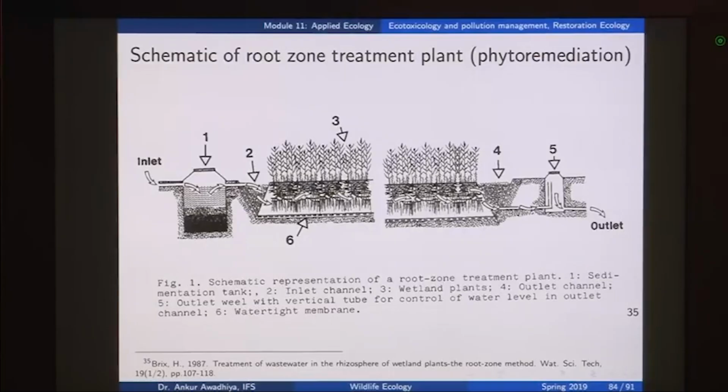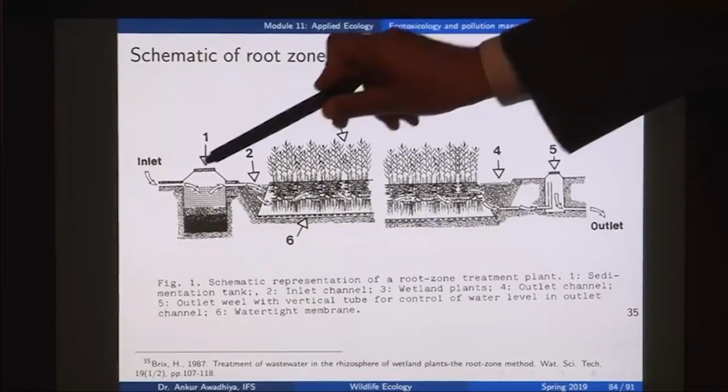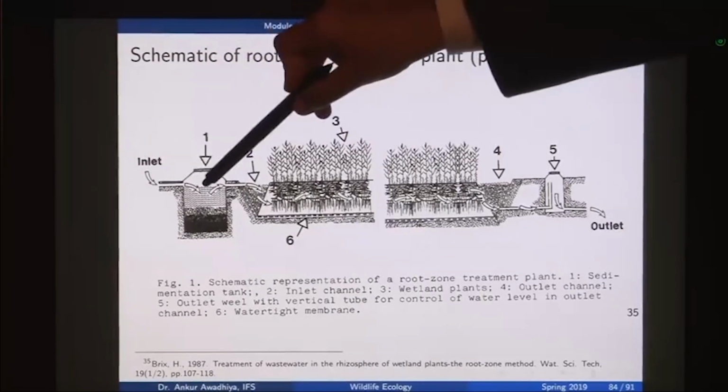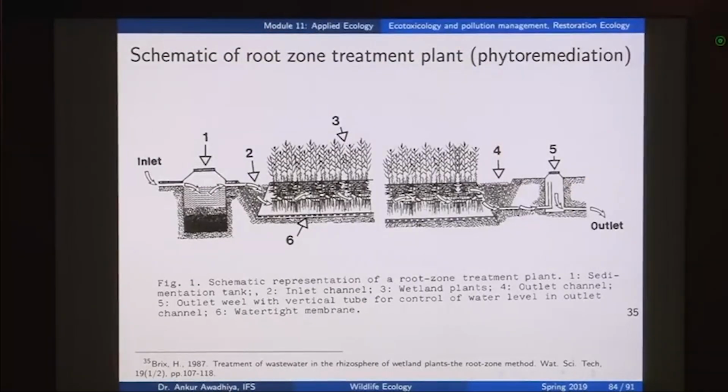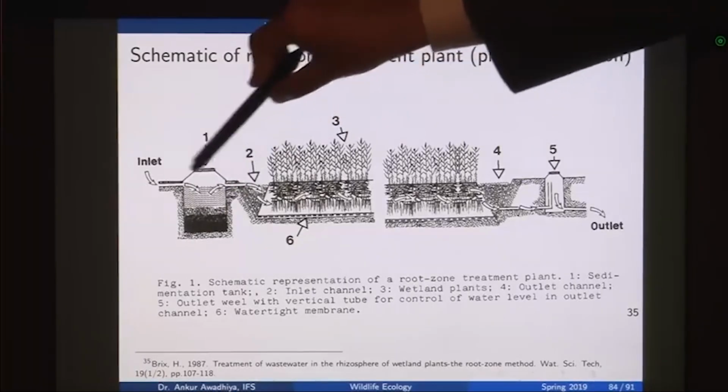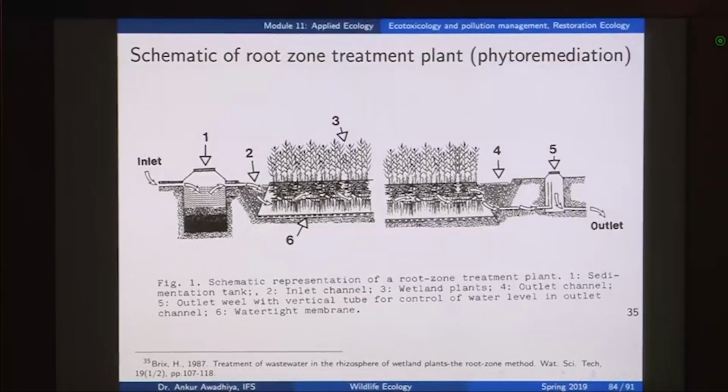Now, in the case of the root zone treatment method, you have this inlet tank. In this tank you put in all your sewage, and some amount of sedimentation happens. All the solid matter comes down, and whatever remains on the top is extremely polluted water, your black water, which has a very high amount of organic materials and also a very high amount of microorganisms.